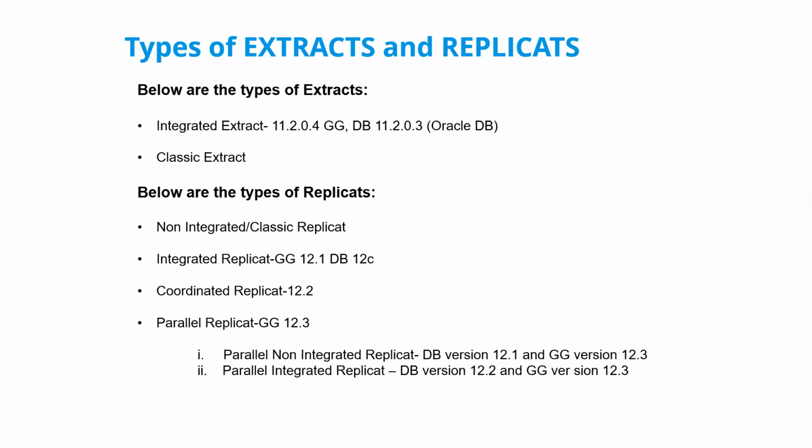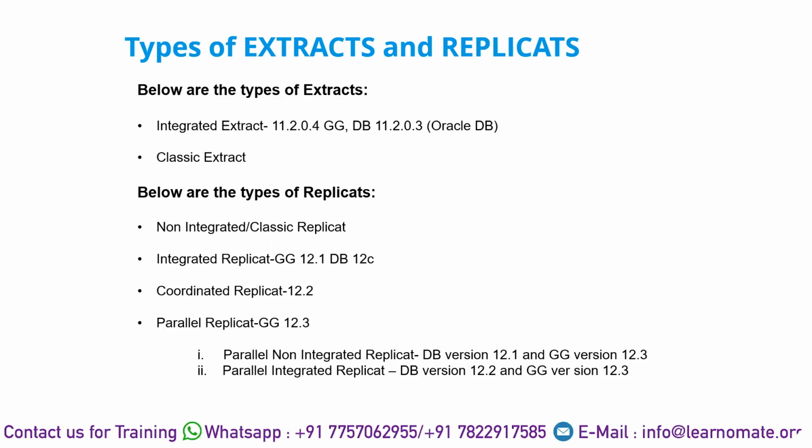Similarly, there are different types of replicats as well. What are those? Different types of replicats include non-integrated or classic replicat, integrated replicat, coordinated replicat, and parallel replicat, which is introduced from GoldenGate version 12.3. So replicat, initially when GoldenGate was there, there was only one replicat.